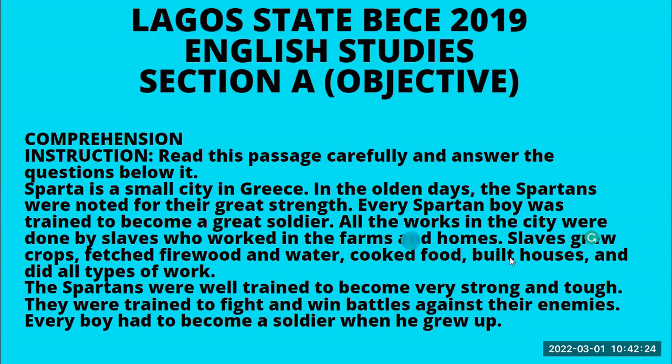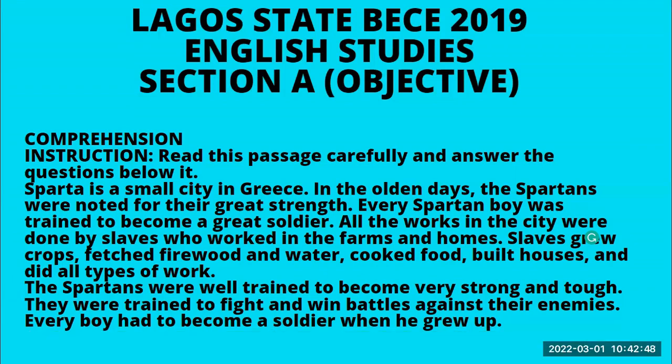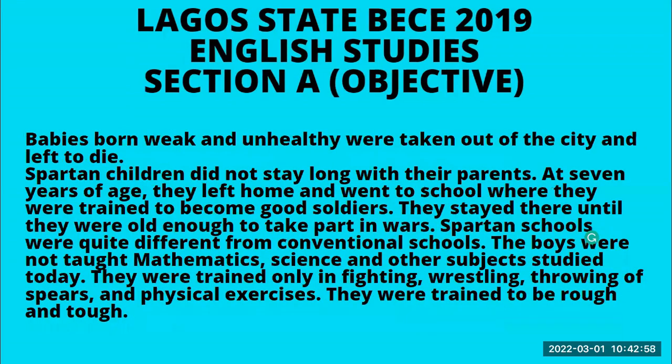Now, all work in the city was done by slaves who worked in the farms and homes. Slaves grew crops, fetched firewood and water, cooked food, built houses, and did all types of work. Okay? The Spartans were well trained to become very strong and tough. They were trained to fight and win battles against their enemies. Every boy had to become a soldier when he grew up. So you see, we have gotten the answer to our first question.